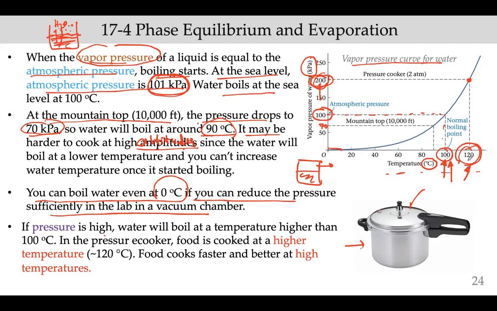But if I close the lid, then I can raise the water temperature even further to 120, because the pressure will be high. So if pressure is high, water will boil at a temperature higher than 100 degrees Celsius. In the pressure cooker, food is cooked at a higher temperature, about 120 degrees Celsius. This is the reason why food cooks faster. It cooks faster and better at high temperatures, especially if you are cooking meat.